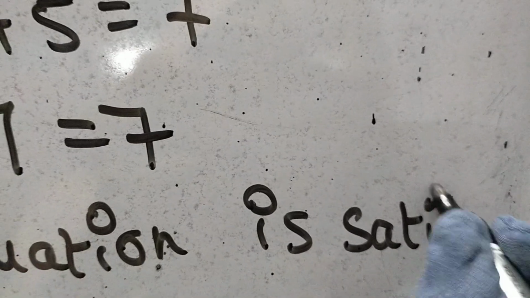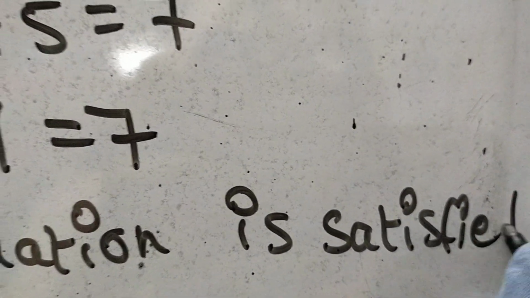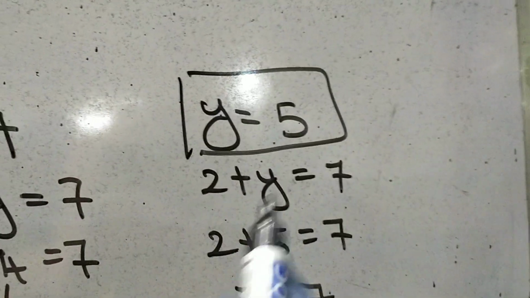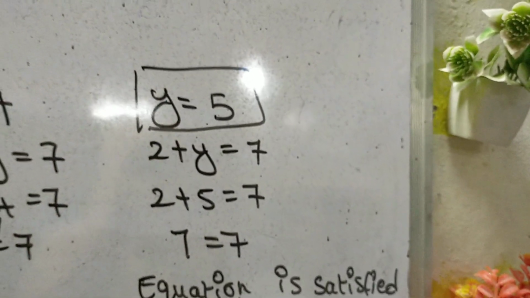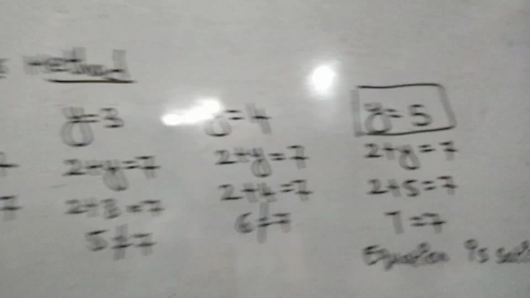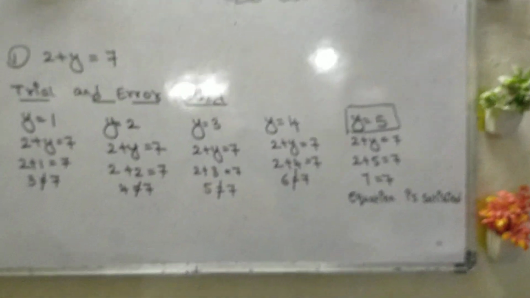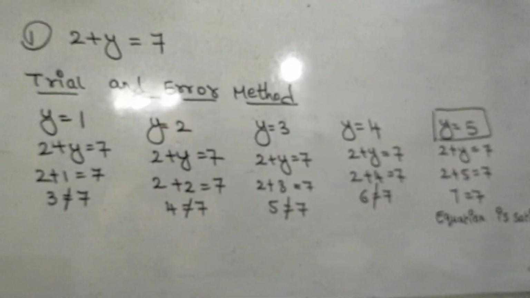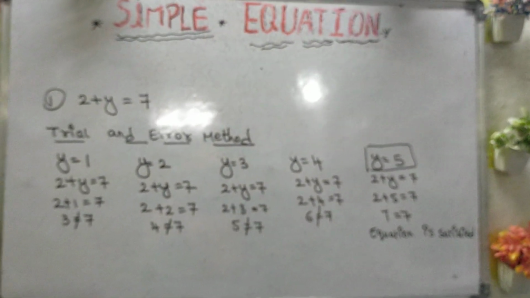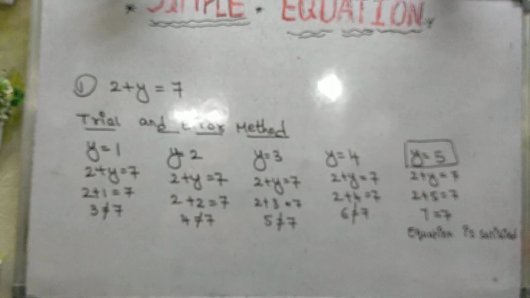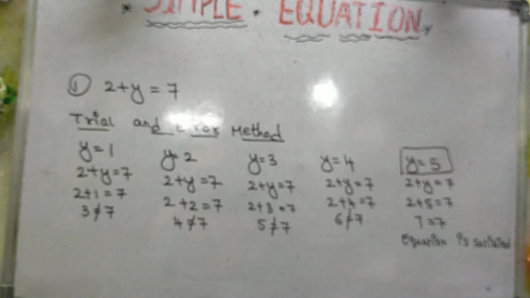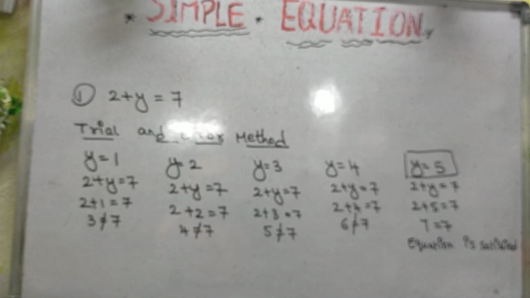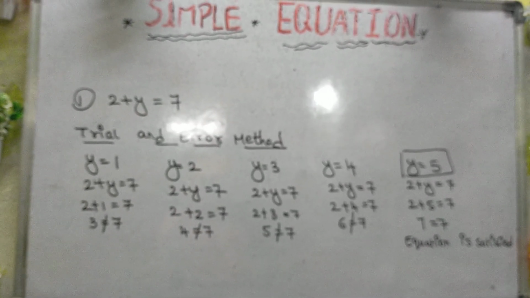So what is the true value of y here? 5. This is the true value of y. If y is equal to 5, then the equation is satisfied. So this is called trial and error method. How many trials you made? 1, 2, 3, 4. In the 5th trial you got success. This is called trial and error method. That means you are making repeated attempts till you get both expressions equal, till you get success, till the equation is satisfied. Did you understand? You will do the next one.